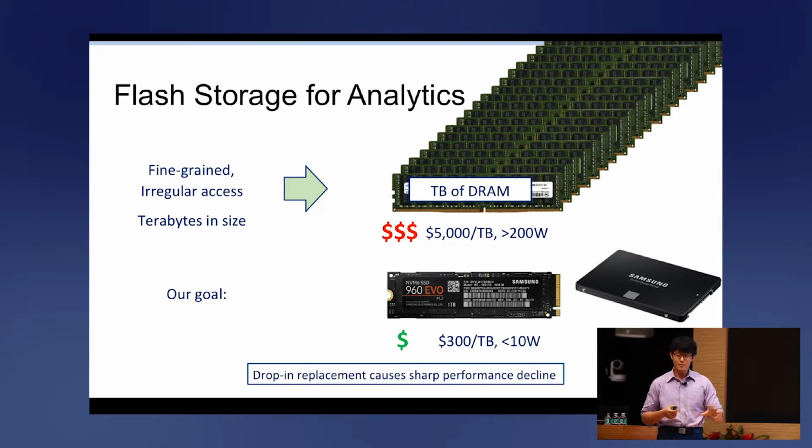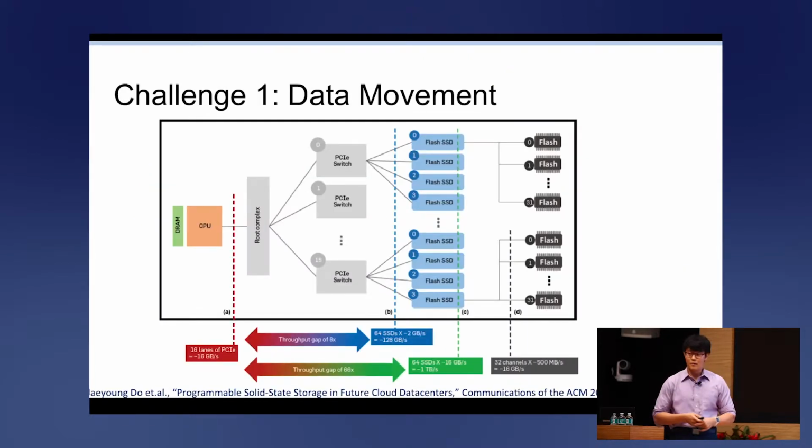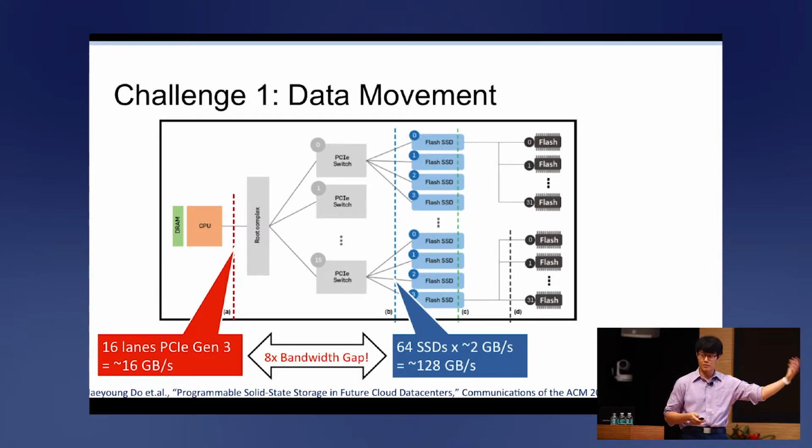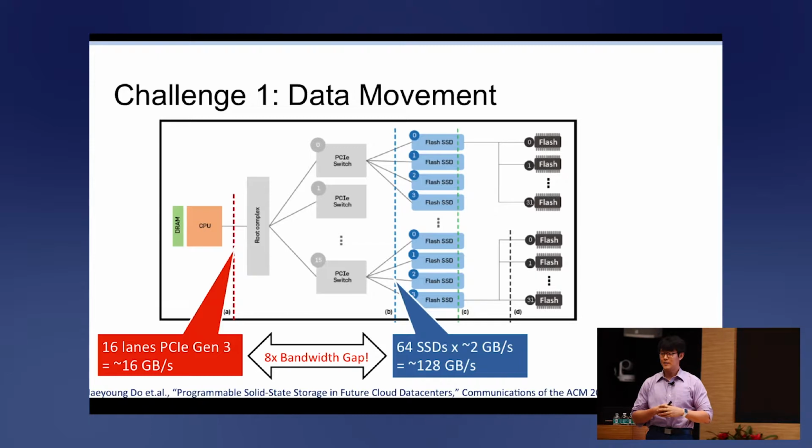The problem is that a drop-in replacement of using SSDs instead of memory causes a sharp performance decline. And there are many reasons for this, some obvious, some less so. First is the overhead of data movement. This chart is from a research group at UC San Diego. There's a lot of small text here, but the big takeaway is that if we have a lot of SSDs that have a lot of aggregate bandwidth, the PCIe root complex performance on the CPU side will become a bottleneck. For example, they're talking about slower generation SSDs, even 2 gigabytes per second, but if we have a lot of them, we will saturate and overflow the performance of the PCIe root complex on the CPU.